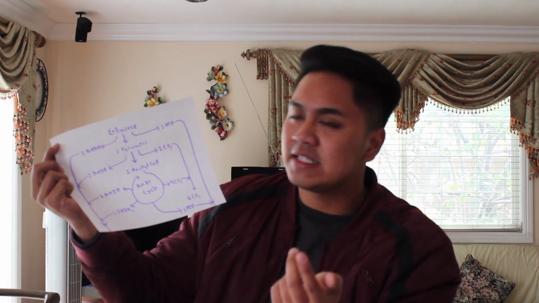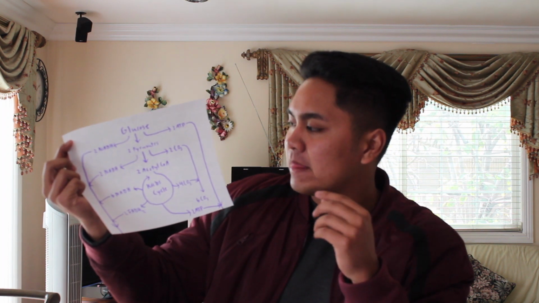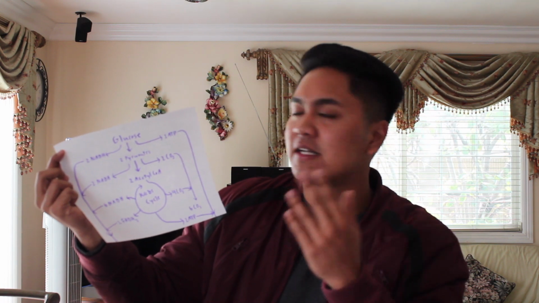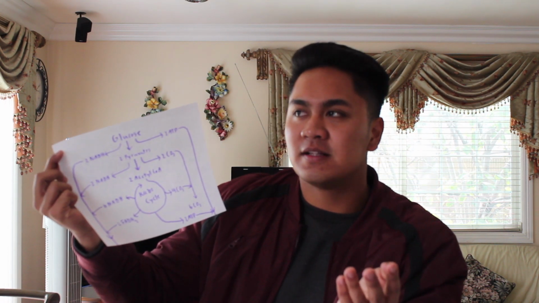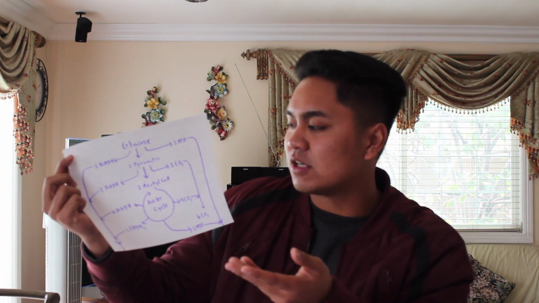These 2 pyruvates alone can't go into the Krebs cycle. So they have to be converted to acetyl groups. To be converted to acetyl groups, 2 NADH molecules are produced as well as 2 carbon dioxide, and this creates an acetyl group. And this acetyl group is then picked up by a CoA enzyme, thus the name acetyl-CoA.